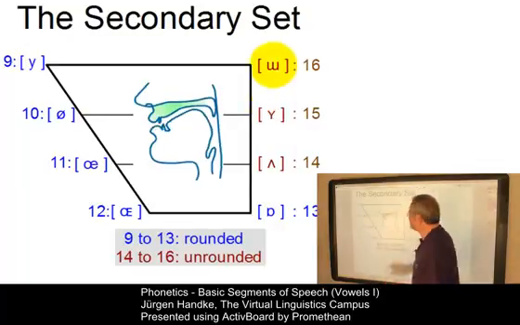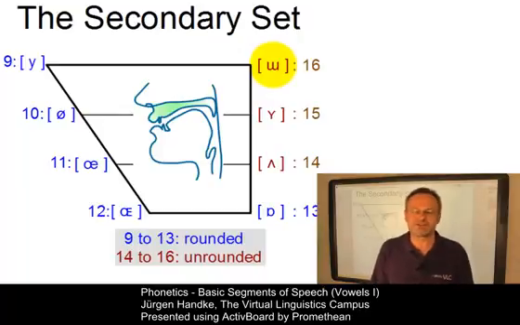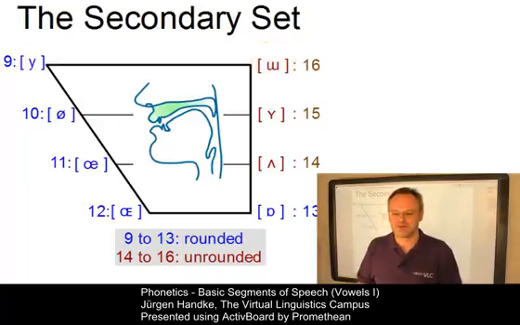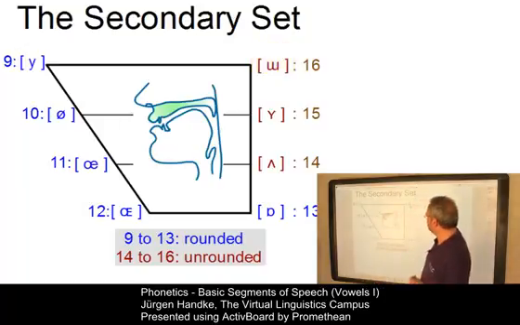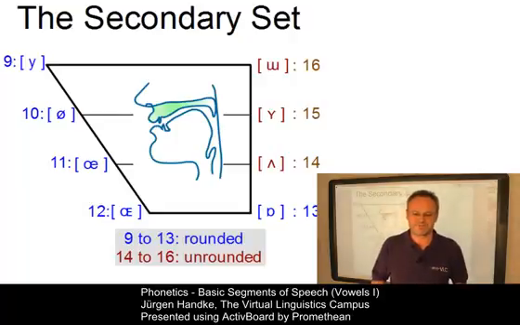And finally, we have to produce cardinal vowel number 16. First of all, cardinal 8 with rounded lips, and then I will unround my lips. And here we are with the primary and secondary set of cardinal vowels.